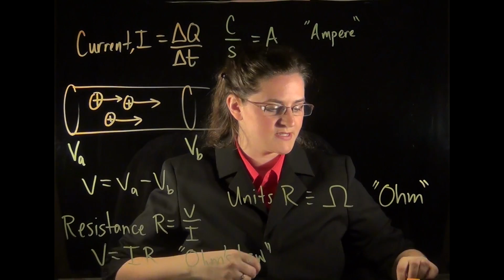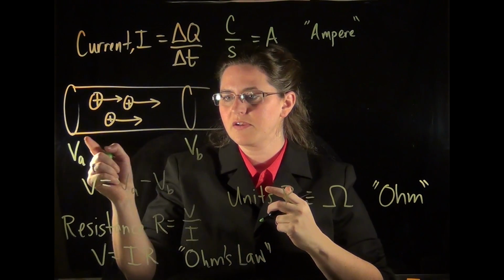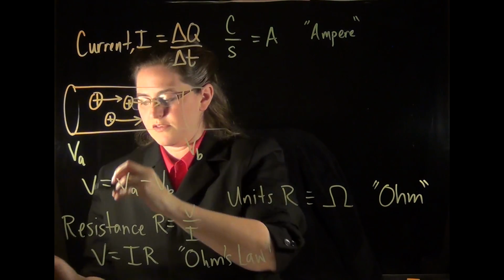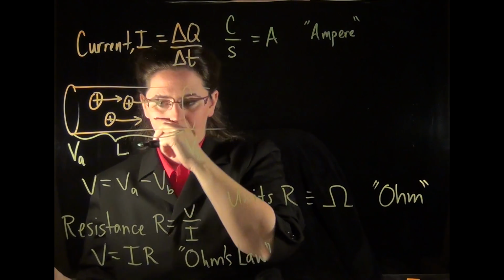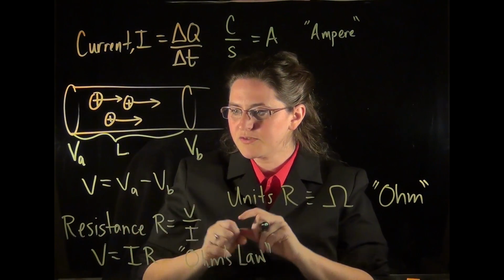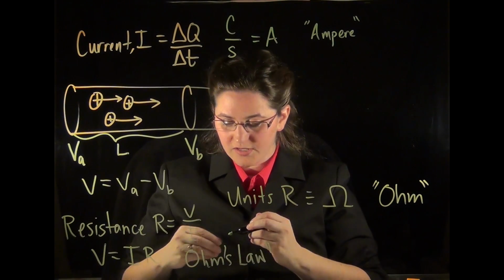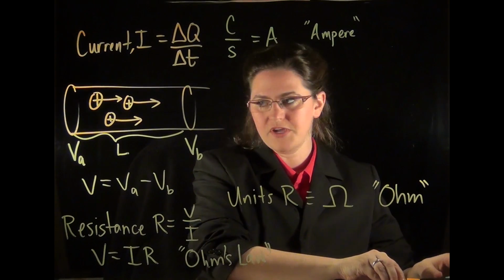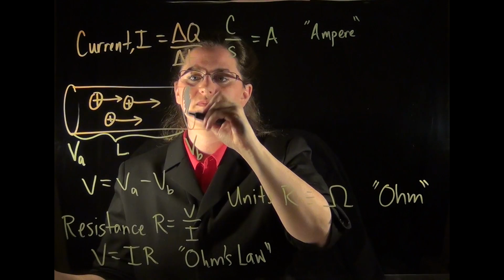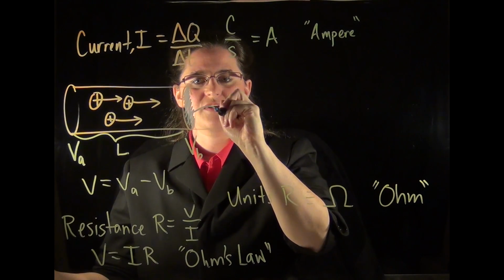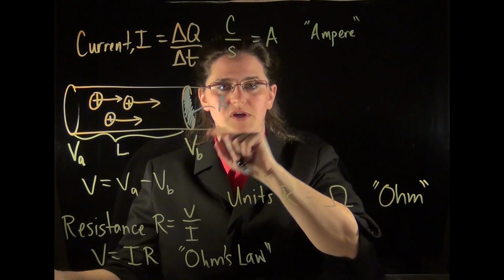So let's say that the resistance passes through some segment of wire, and let's call that segment length L. So it reduces its potential by this much over a distance L. And let's say that it has a cross-sectional area A. So our wire has a cross-sectional area, and we define that cross-sectional area as A. That's not the same as the ampere. This is a cross-sectional area.